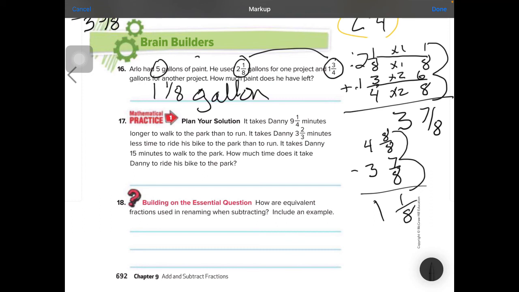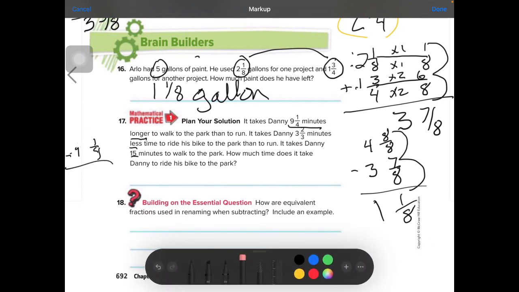Number 17, it takes Danny 9 1/4 minutes longer to walk to the park than run. It takes Danny 3 2/3 minutes less time to ride his bike to the park than run. It takes Danny 15 minutes to walk to the park. How much time does it take Danny to ride his bike to the park? Okay, so we can figure this out. So we have 15 minutes. Okay, it takes Danny 3 2/3 minutes less time to ride his bike. So we are going to need to take 15 and subtract 9 1/4.